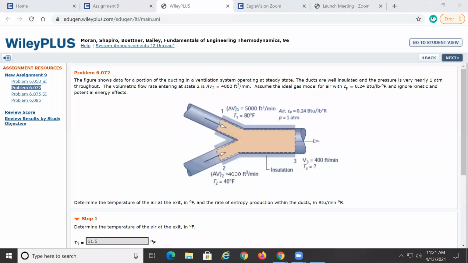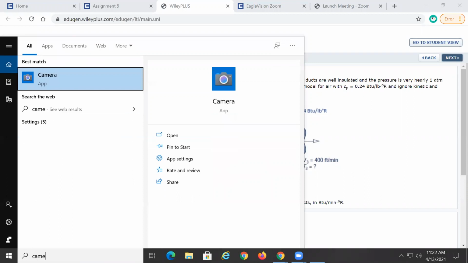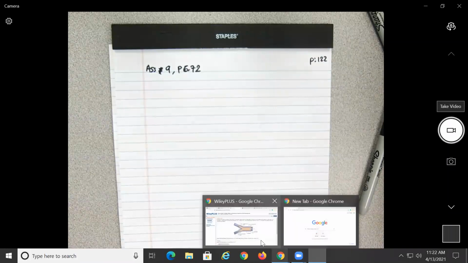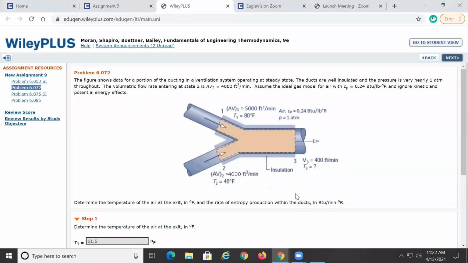Okay, so basically we're looking at the figure here, which is assignment 9, problem 672, no? All right. So I'm just going to copy the figure the way you have it there, but let me just show you my page first. So basically this is what I have. And now let's just both of us copy this figure, okay? And then we read the problem.